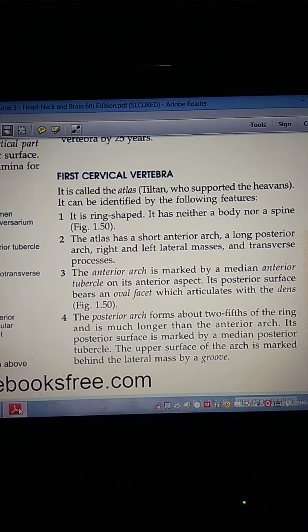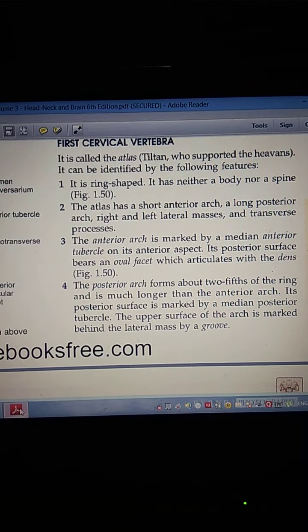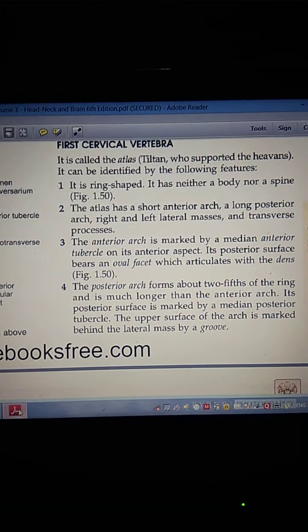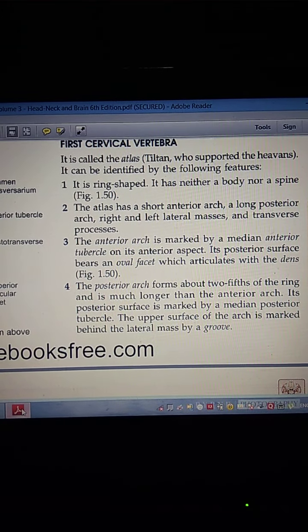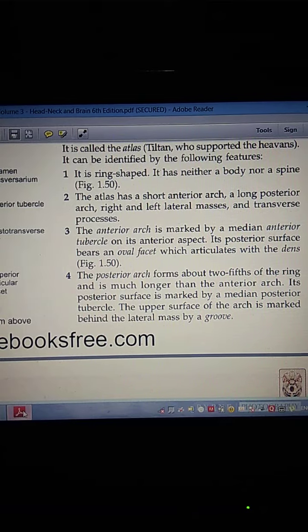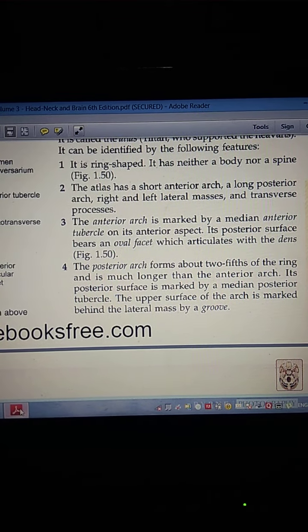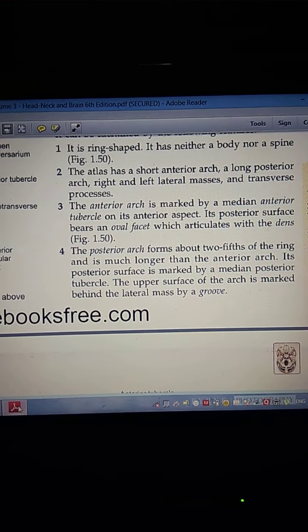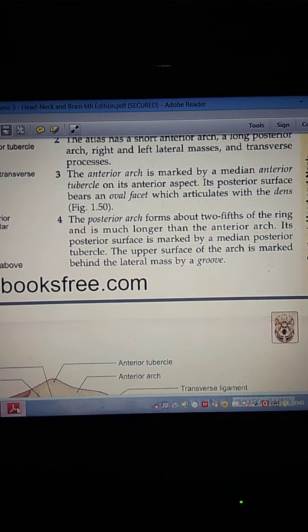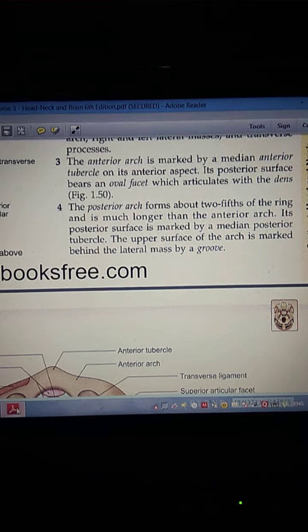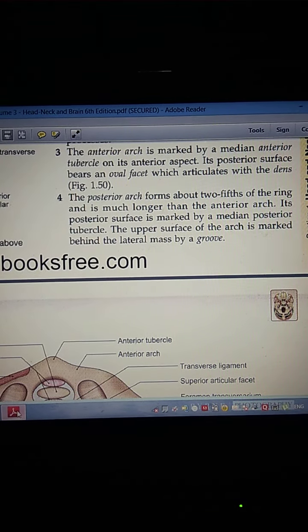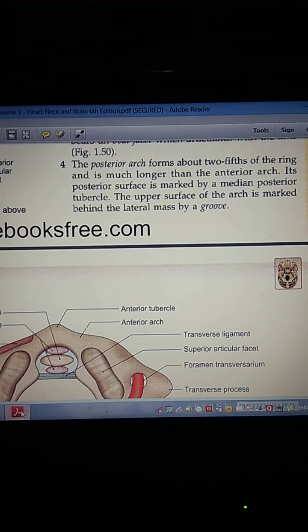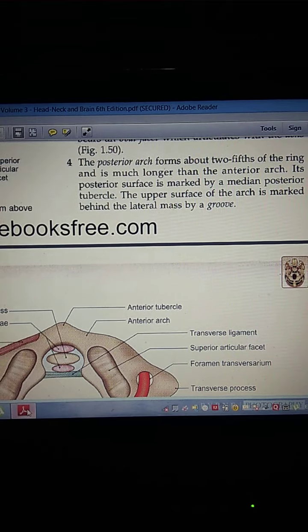Now, the first cervical vertebra, it is called the atlas. It is ring shaped. It has neither a body nor a spine. The atlas has a short anterior arch, a long posterior arch, right and left lateral masses, and transverse processes. The anterior arch is marked by a median anterior tubercle, and the posterior arch forms about 2/5 of the ring and is much longer than the anterior arch.